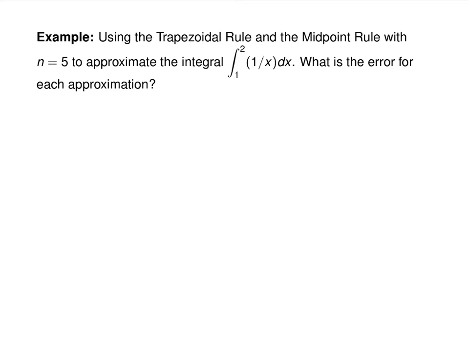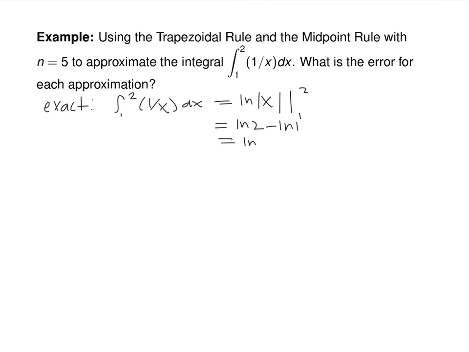the trapezoid rule. So use the trapezoid rule and the midpoint rule with n equals 5 to approximate the integral from 1 to 2 of 1 over x dx. And we're going to find the error in each approximation, so let's find the exact value. The integral from 1 to 2 of 1 over x dx is ln of the absolute value of x evaluated from 1 to 2, or ln 2 minus ln 1, which is ln 2. We'll be using that in our calculations, but that is the exact value of this integral.